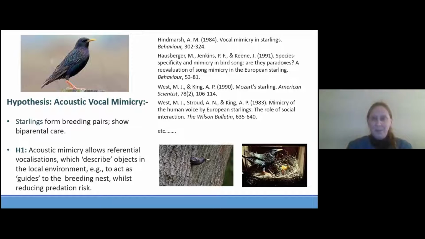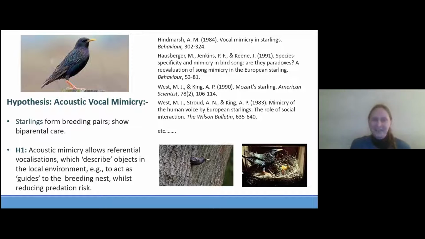And just a bit of an anecdotal story. I have a friend who had a pair of starlings nesting in her garage, which happened to be joined onto her kitchen. And she had a dishwasher that played a tune when it had finished its program. And the starlings in her garage actually learned to mimic. They started mimicking the noise of the dishwasher.